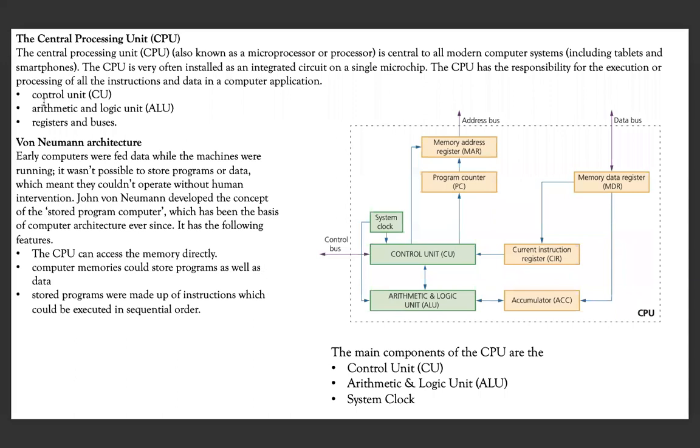The basic major components of the CPU include the control unit. We'll be looking into the detail of what the control unit does, the basic responsibilities of the arithmetic and logic unit, and then we'll understand the different registers and the different buses.